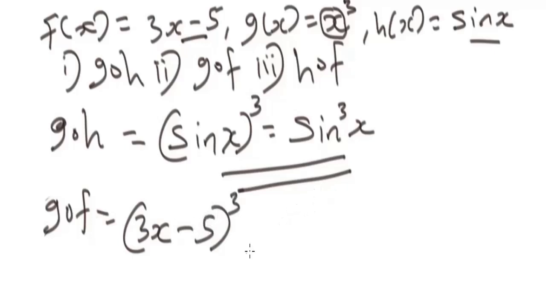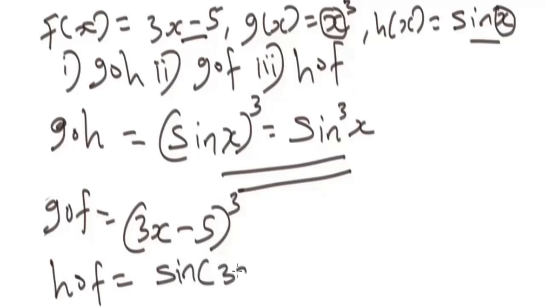And lastly, our h of f will be, take the value of f, 3x minus 5, and plug it under h, under this x of h. So indeed, we are going to have sine in bracket 3x minus 5, and that will be the answer. So guys, this is how you can solve problems involving composite function or composition of function easily. I hope I simplified it for you guys.